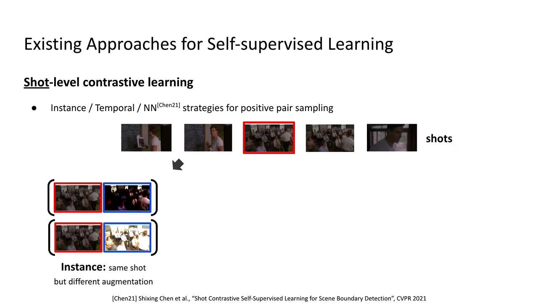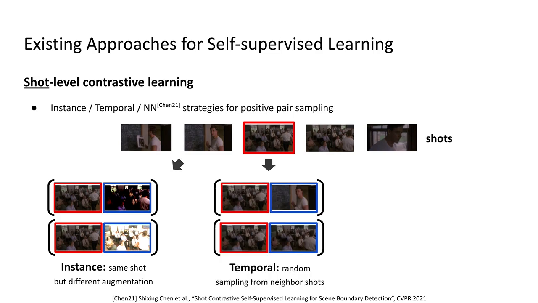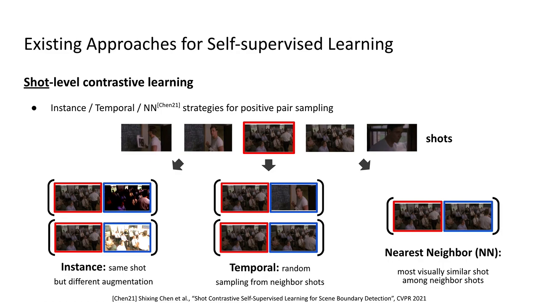The instance strategy uses the same shot but applies a different augmentation policy. To further model the relation between shots, the temporal scheme uses neighbor shots with random sampling to make a positive pair. However, such random sampling may lead to false positive pairs. Inspired by this, nearest neighbor sampling is proposed to use the most visually similar shot among neighbor shots as a positive pair. This is effective in learning good representations of individual shots. However, we observe that it is not enough to learn contextual relations between shots.